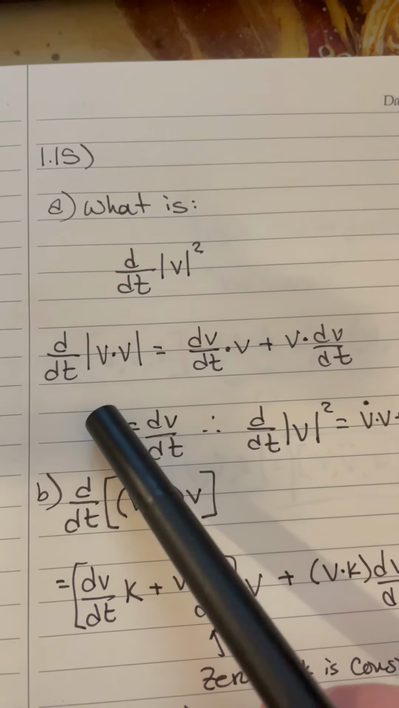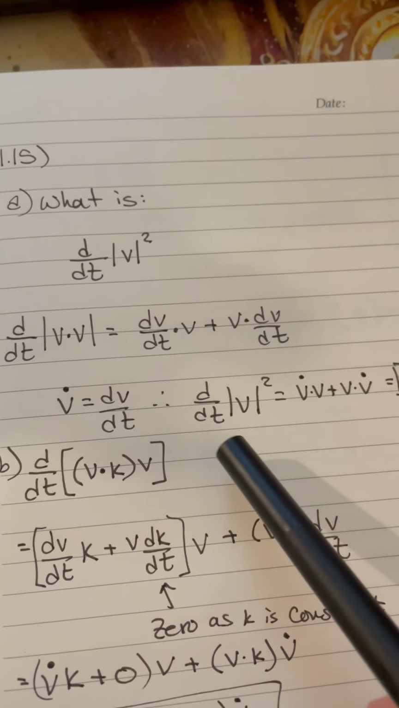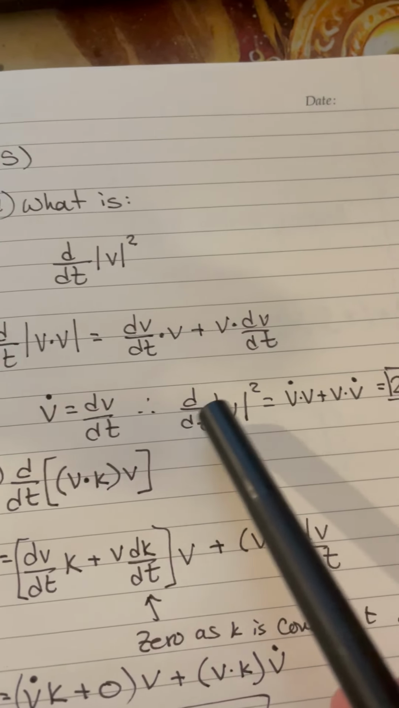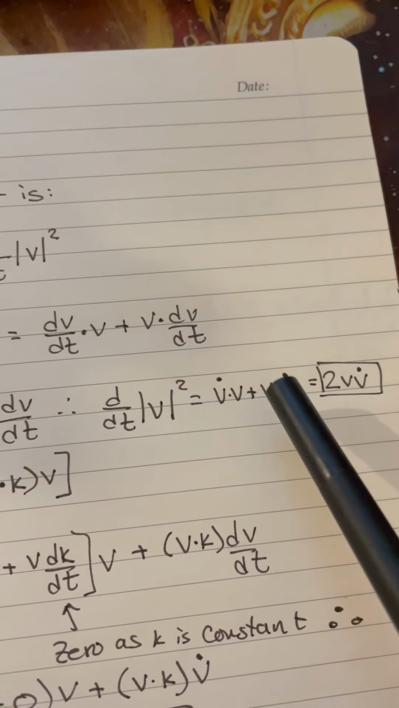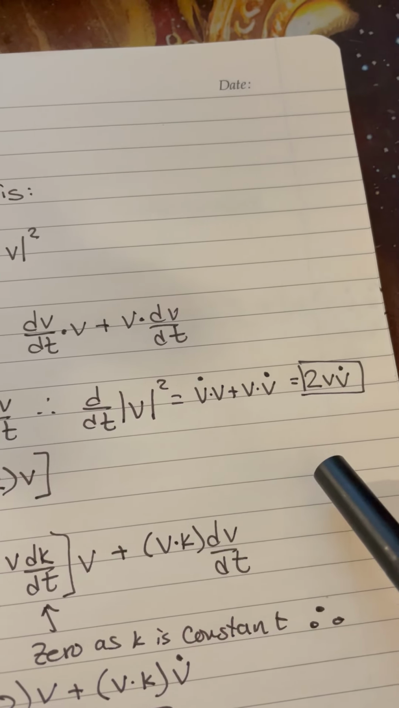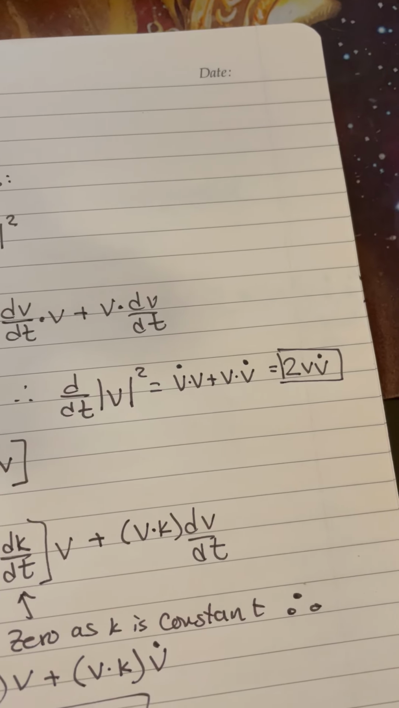Notation-wise, v with a dot above it means the derivative with respect to time once. So if I do the derivative of v squared, you'll get v dot v plus v times v dot. And you can add those because they're the same. So you just get 2v times v dot.